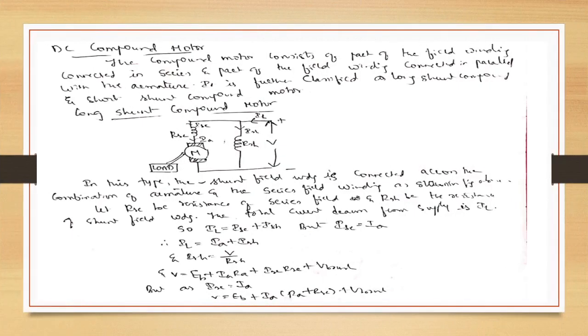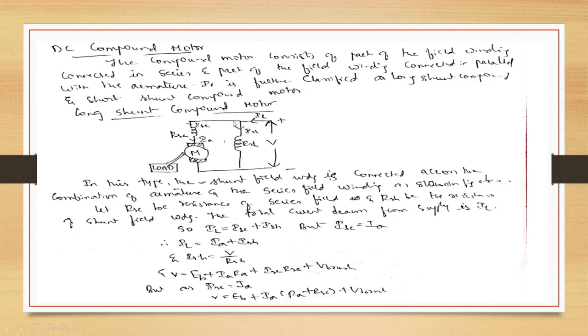Compound motor. A compound motor has part of the field winding connected in series and part connected in parallel with the armature. It is further divided into long shunt and short shunt. Long shunt is the one where the shunt field winding is connected across the combination of armature and series field winding, so it is in parallel with both. RSC is the resistance of the series field winding and RSH is the resistance of the shunt field winding. Now see the diagram and we can write the equations.